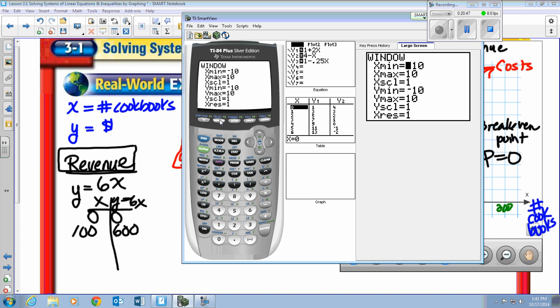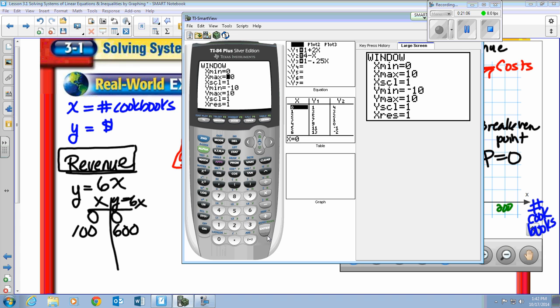And this is where I need you to think. What did X stand for in this problem? What did X mean? Number of cookbooks. Can I sell a negative number of cookbooks? So my lowest X is going to be 0. Hit enter. It'll take me to my maximum.